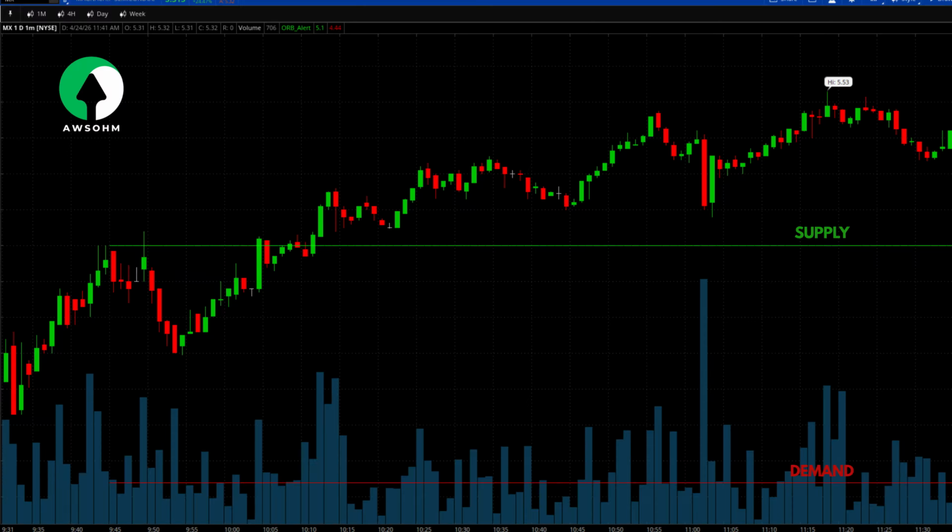Comparison of volume phases. Phase, volume level, S/R reliability, typical price action. The open, 9:30 to 10:30 a.m.: ultra high volume, highest reliability, clear trends or sharp reversals at major zones. Midday, 11:30 a.m. to 2 p.m.: low volume, moderate/low reliability, often fakes out levels or drifts sideways. The chop. The close, 3 o'clock to 4 p.m.: high volume, moderate reliability. Volatility returns, but often driven by rebalancing rather than new trends.